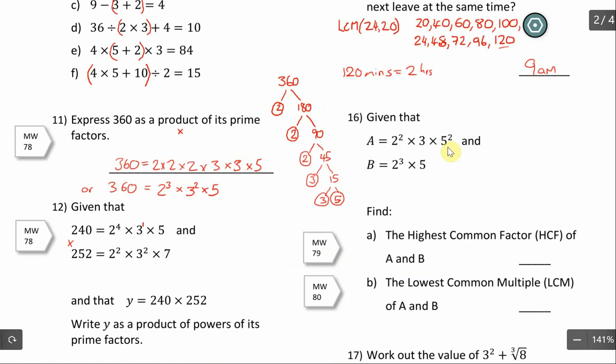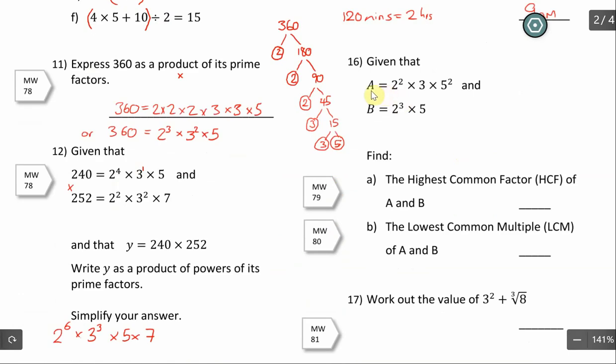Okay. Number 16, we're given two numbers as products of their prime factors. Now we could work out what A and B are if we wanted, what they actually are as numbers. They're not very big numbers, but we don't need to. Find the highest common factor of them. So the highest common factor is the product of all the prime factors that they share.